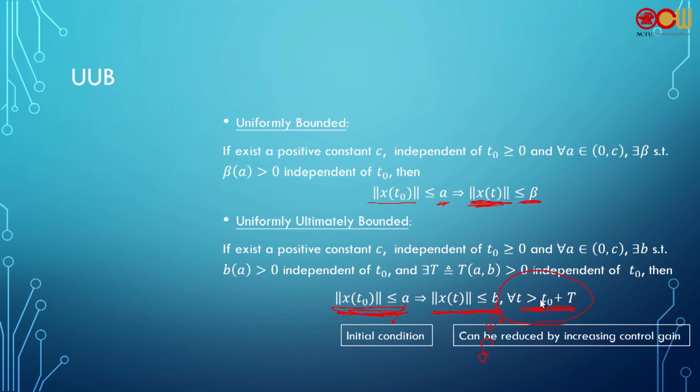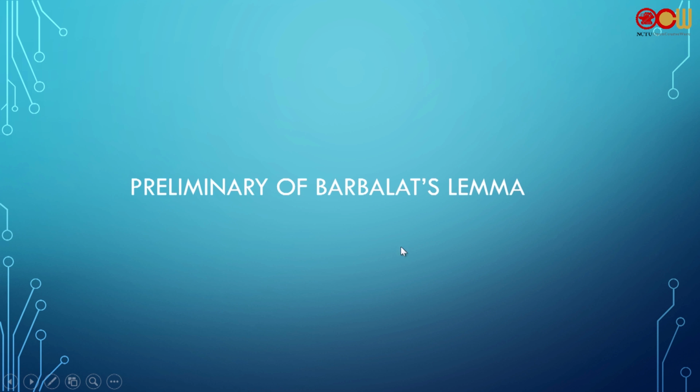So the next time you see UUB, maybe when you read papers, you will understand what UUB is, because that's very obvious. Keep this definition in your mind. It's just a definition for you. Next will be the last topic before we go into the controller design. This will be the last topic, called Barbalat's lemma.